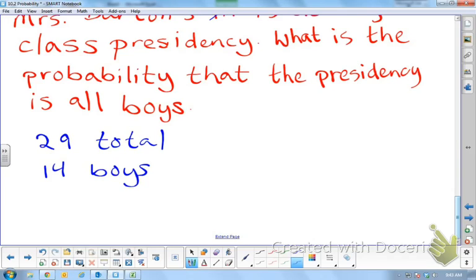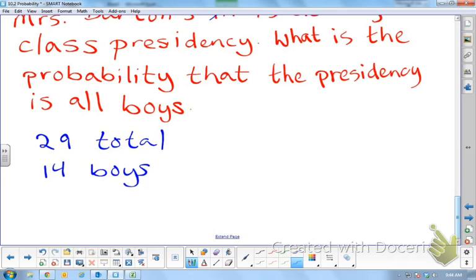Okay? All our other problems, we are only picking one thing. We were picking one card. We were rolling a dice once, or we were rolling 2 separate dice once. Here we're picking 3 people. So our total number of outcomes depends on the fact that we're picking 3 people out of the 29 people in this room. So when we were figuring out our outcomes, we had to use either a permutation or a combination. Permutation order mattered, combination order did not matter.